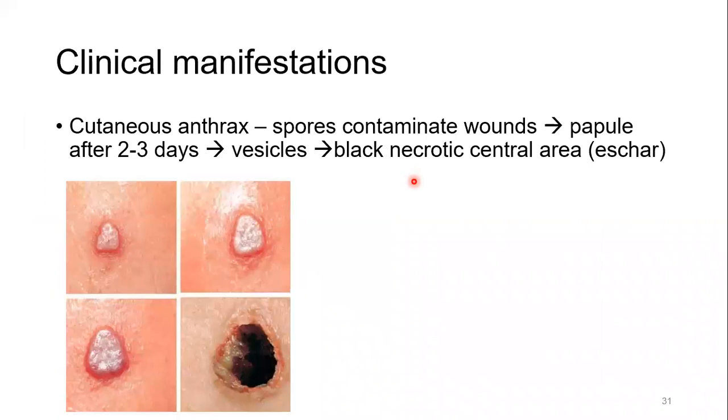So in terms of clinical manifestations, we have different forms. We have cutaneous anthrax, which we said is when spores contaminate wounds. And there are different presentations. You can have a papule developing after about 2 to 3 days. And then we get vesicles forming. So you have these small vesicles, usually around the outer part of the wound. And that then develops into a black necrotic central area, which is called an eschar.